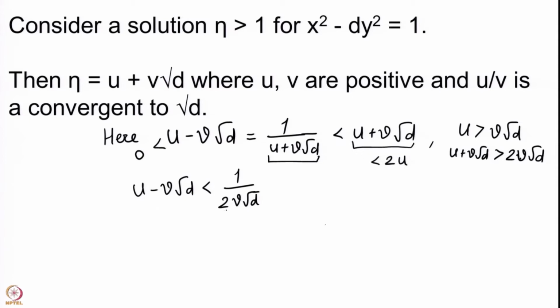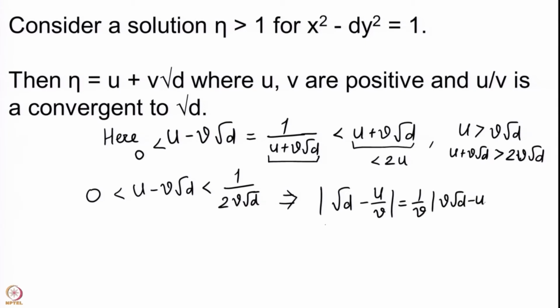So, u minus v root d, these are both positive numbers, we have u minus v root d less than 1 upon 2 v root d, and therefore root d minus u by v, which is really 1 upon v root d minus u, which is simply the mod of this, is less than 1 upon 2 v square root d, which is further less than 1 upon 2 v square. So, this u by v is a rational number which is trying to approximate root d in a way better than the convergents would do.